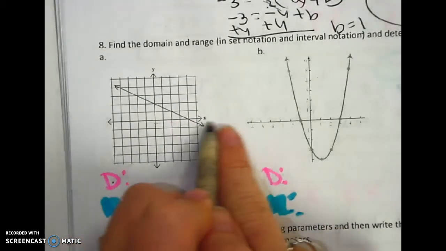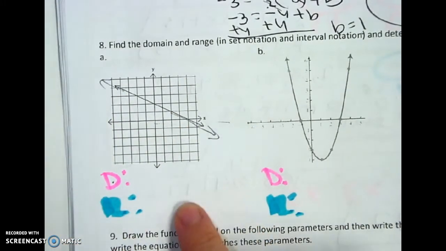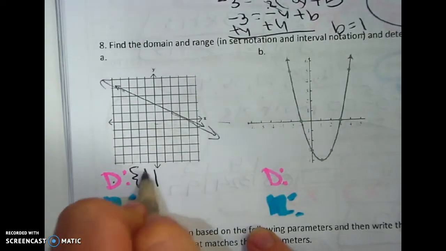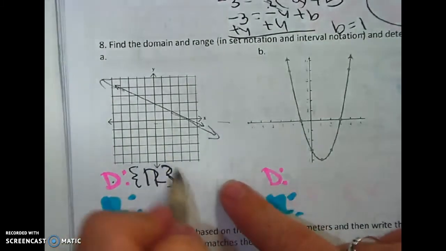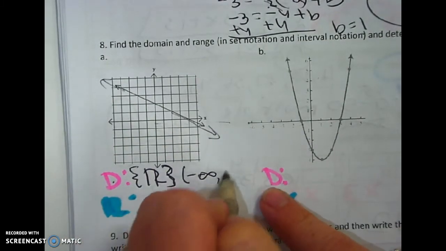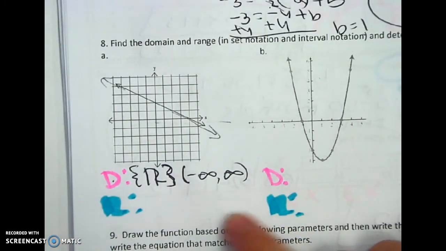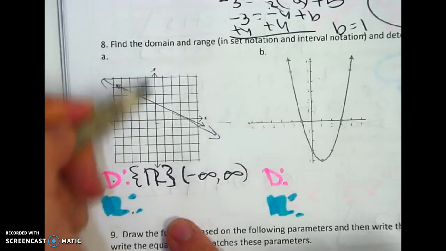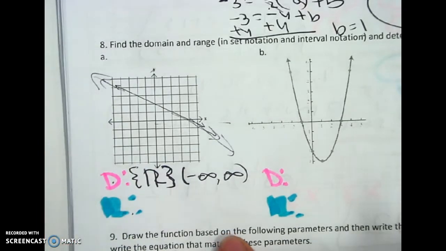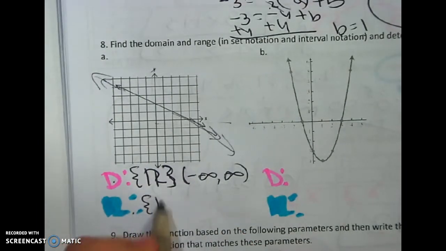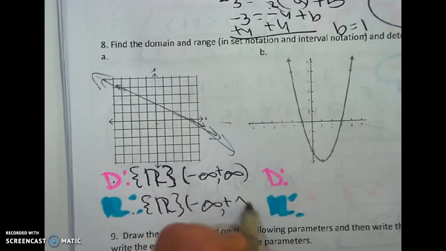Domain means everything to the right and everything to the left. This points to the right, this points to the left forever. All real numbers. Okay. And then how you write that in interval notation is -infinity to +infinity, both having parentheses. Okay. The range has to do with everything up and everything down. Well, if you look, this points down forever. This points up forever. All real numbers. -infinity to positive. I forgot to write the positive infinity.